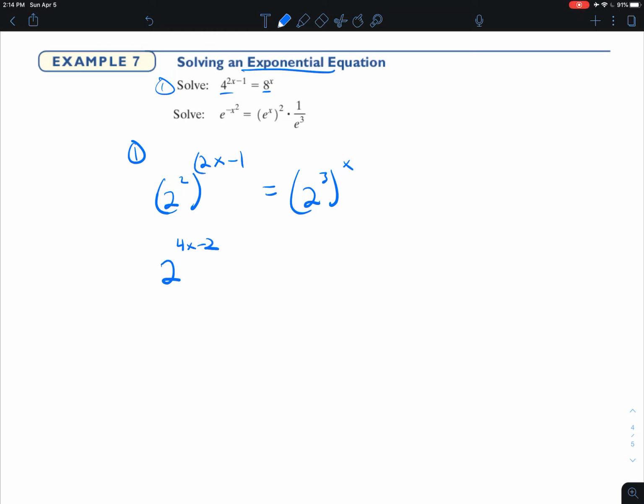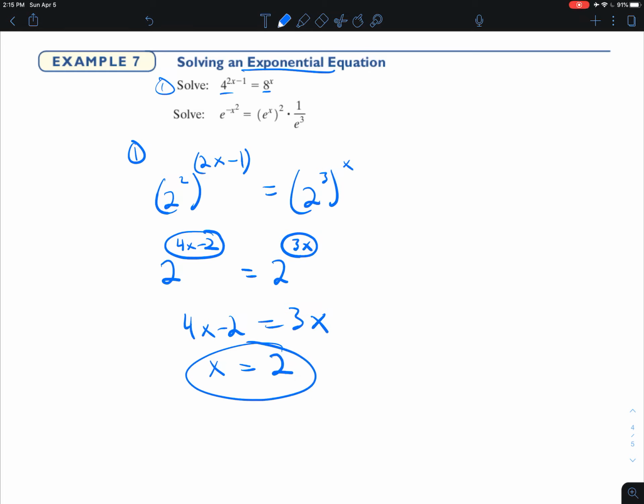Remember, when I'm raising a power to a power, I multiply the powers. So that's where I get 4x minus 2. And then this becomes 2 to the 3x. Now that I've equated the bases, 2 to some power equals 2 to the same power, right? Those two circled expressions need to be equal for the equation to work, so we can equate the powers. Let's see, if I subtract, I get x equals, move the 2 over, x equals 2.